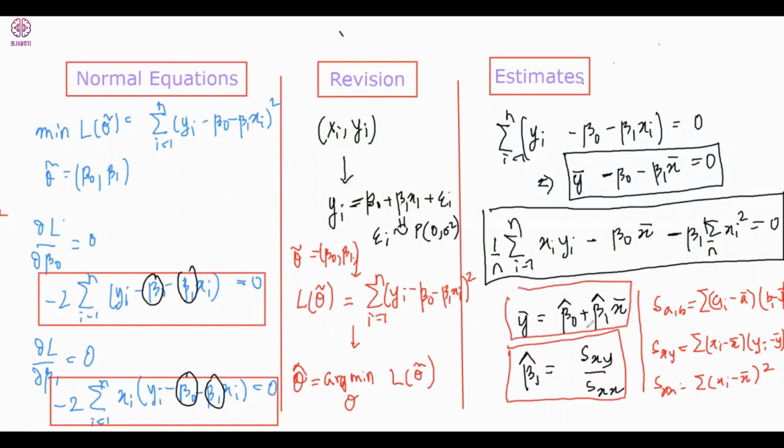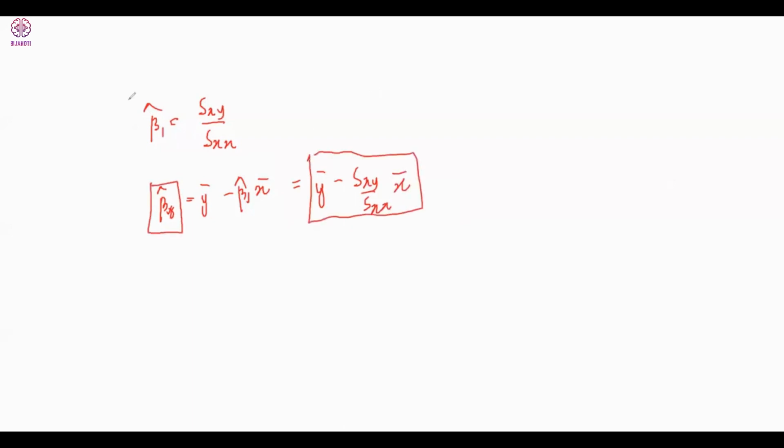So you will get beta 1 hat as Sxy by Sxx, and beta naught hat is y bar minus beta 1 hat x bar. So it is y bar minus Sxy by Sxx times x bar. These are the two equations you got, and this is very important.